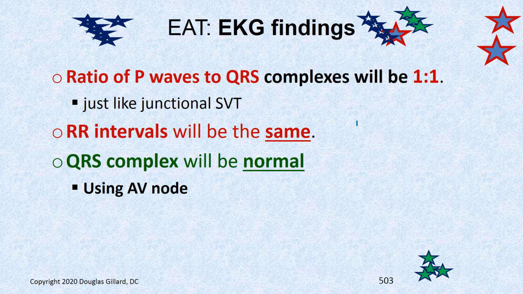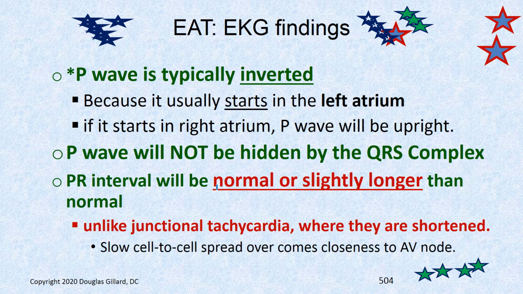EKG findings. The ratio of P waves to QRS complexes will still be 1-to-1, just like most of them. The RR intervals will be the same. The QRS complex will be normal because the signals are using the AV node, so that's all going to be normal. The P wave is typically inverted and upside down, as we said, because it starts in the left atrium. If it does start in the right atrium, then it's going to be upright. The P wave will never be hidden by a QRS complex. If it's hidden by the QRS complex, then it's a junctional tachycardia.